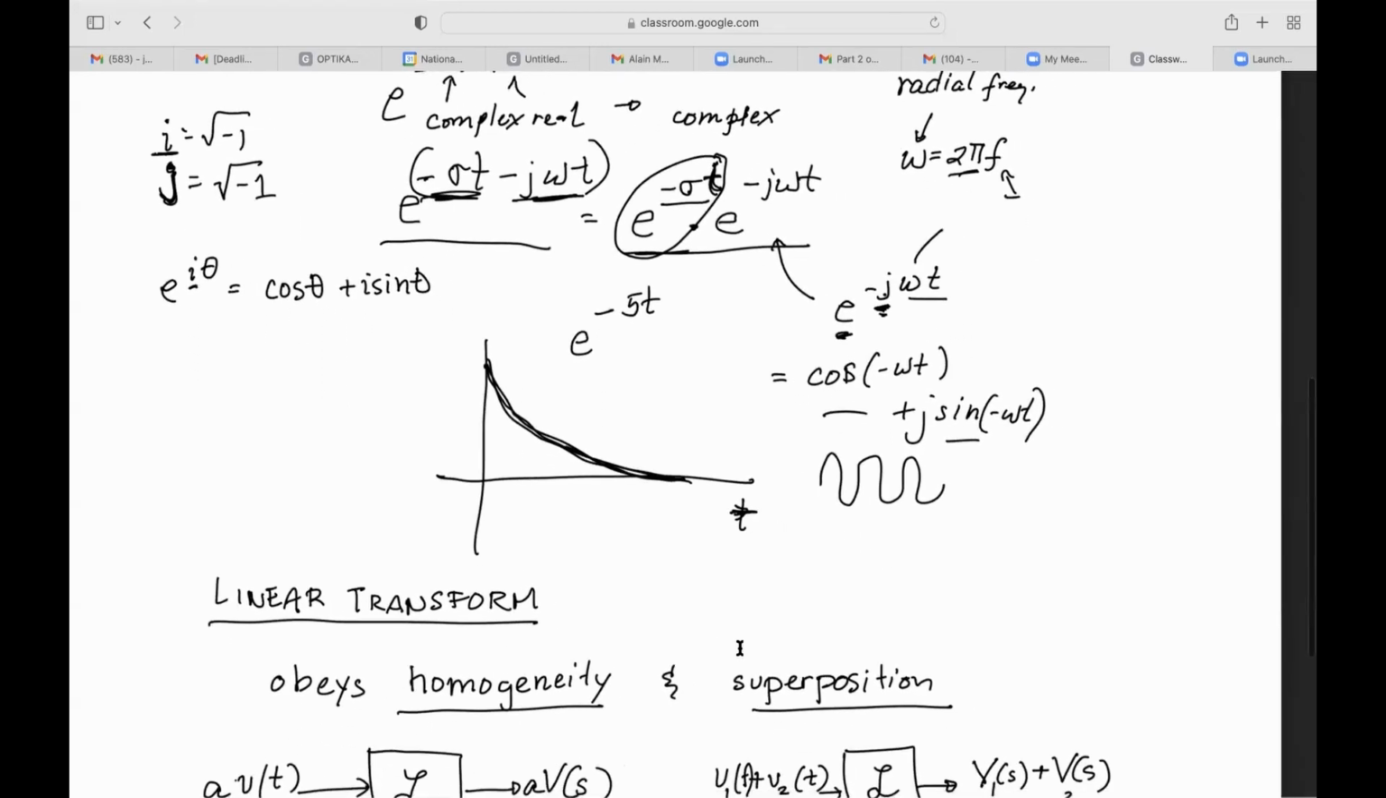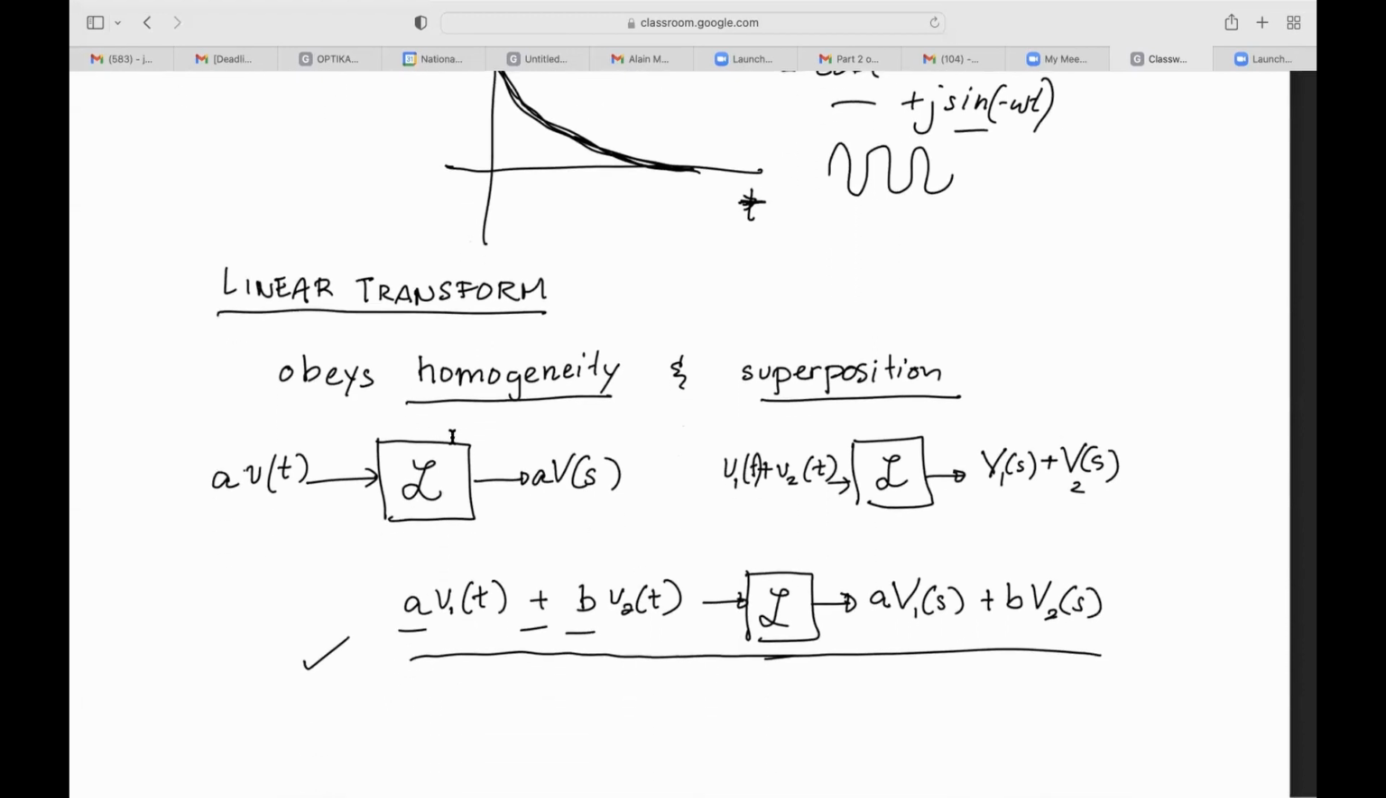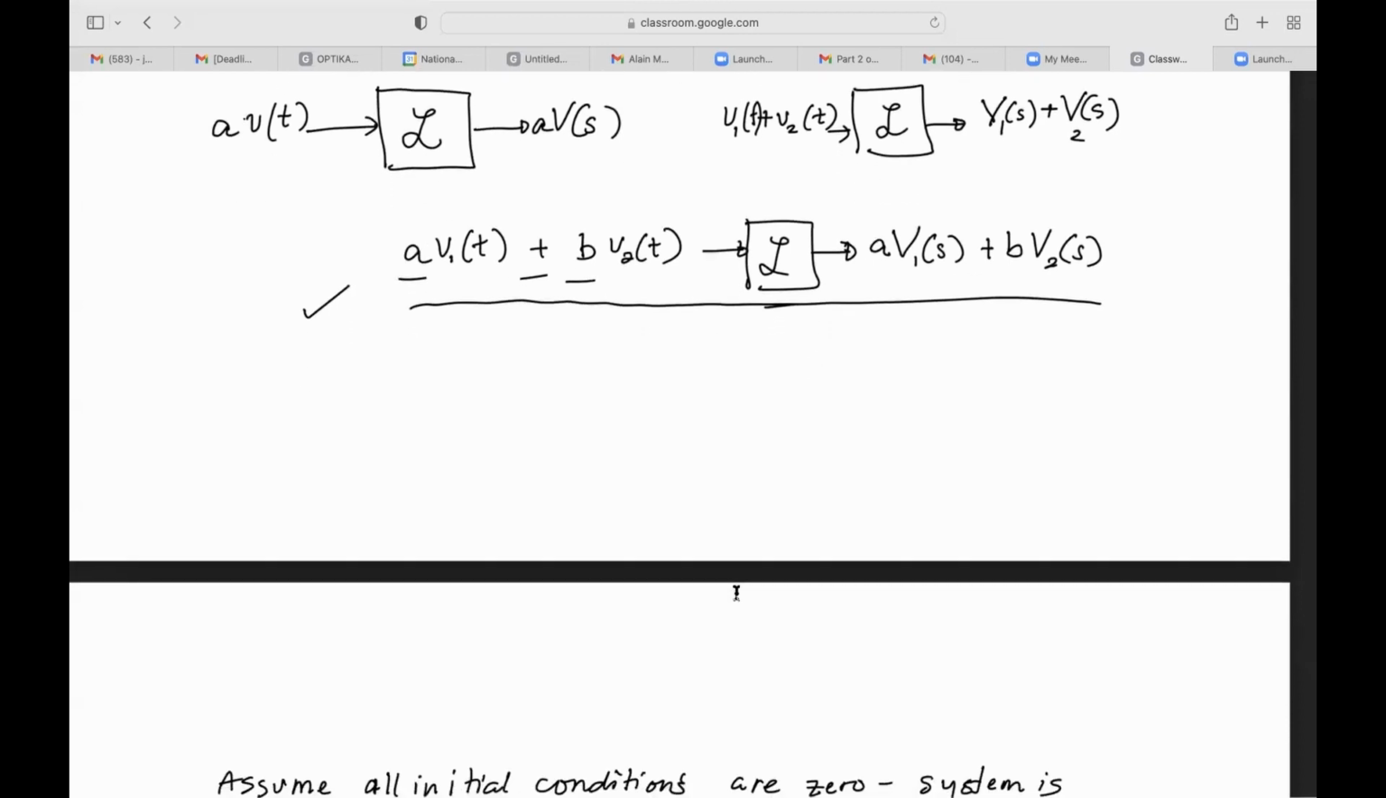All right, let's review. Remember what we said about linear systems? The Laplace transform is a linear transform, because when you apply it to functions, the output goes like this. The Laplace transform obeys homogeneity and superposition. Meaning, when you have two time signals scaled by A and B, and you add or superimpose them, the output of the Laplace transform is just the individual Laplace transforms of the signals times their individual scaling constants A and B. So, homogeneity and superposition.